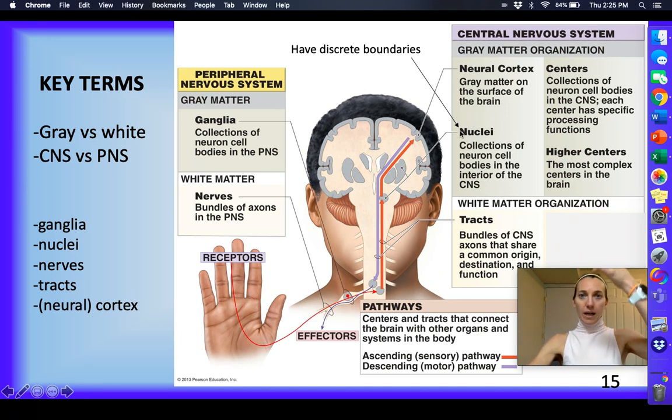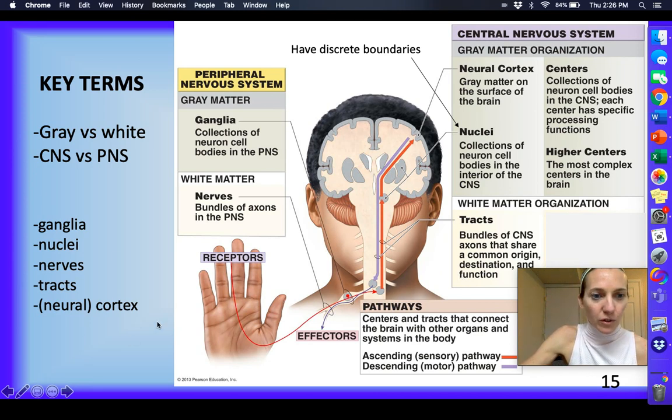Meanwhile, the axons, when they come together in the central nervous system, I like this description, they share a common origin, destination, and function, right? So think about your optic tracts. Those are called tracts, right? Those are going to be the bundles of the balloon string. And then, yes, I think that's a good stopping point. So hopefully that was helpful to you all.